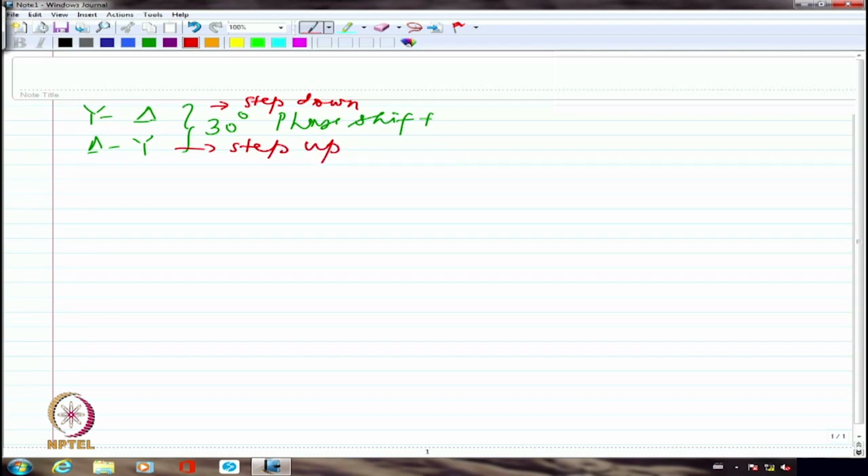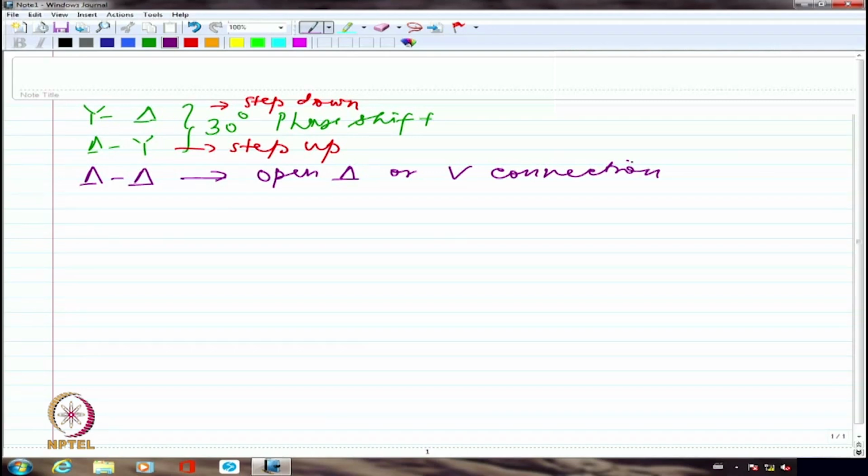And when we came to delta-delta, we said there is no phase shift, there is no step up or step down, but the major advantage is you can operate this in open delta configuration if one of them conks out. So open delta or V connection is possible only in a delta-delta transformer. That is the major advantage of the delta-delta transformer.